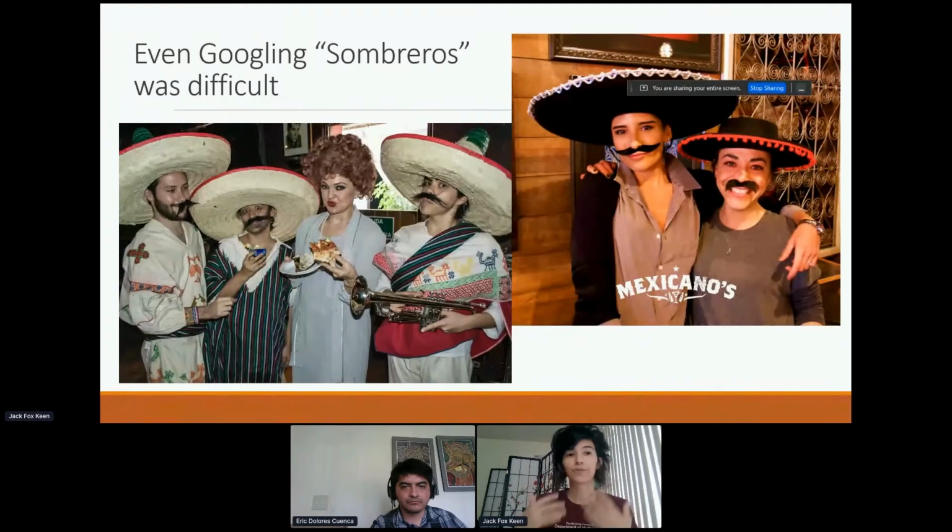And even if you Google sombreros, you get images of white people pretending to be Mexican people wearing sombreros. So it becomes this very difficult thing where essentially Google is even trained on data that is biased.